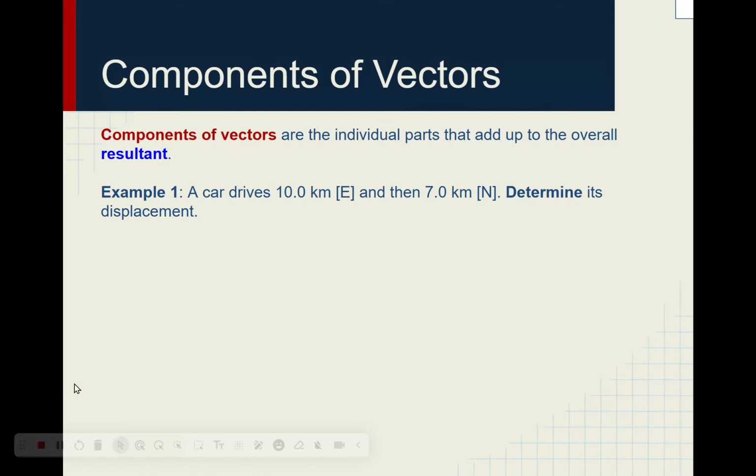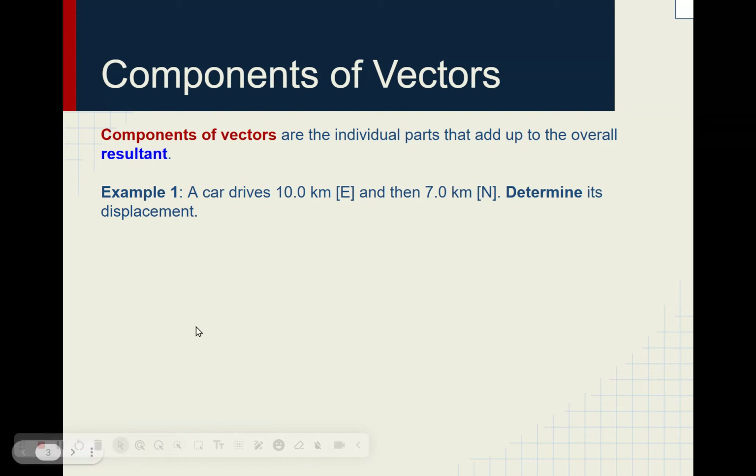So I ask you to look at the example of driving a car 10 kilometers east and then turning a corner and driving another 7 kilometers north. And I ask you to determine the displacement. Now, this is where it's a good idea to pause this video and take a moment and try to draw just a simple vector diagram of this. Try to draw the pathway that Pac-Man would follow to show that he first went 10 kilometers east and then went 7 kilometers north. And then draw what you think the displacement would look like on that.